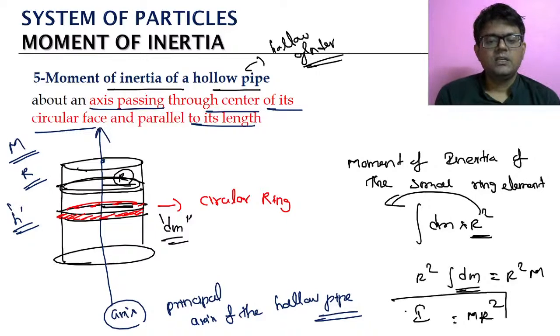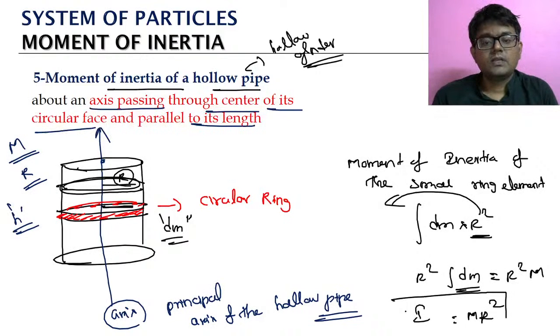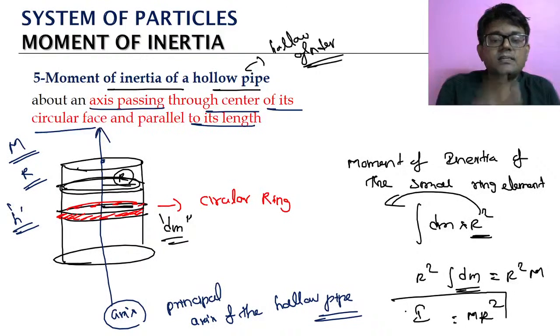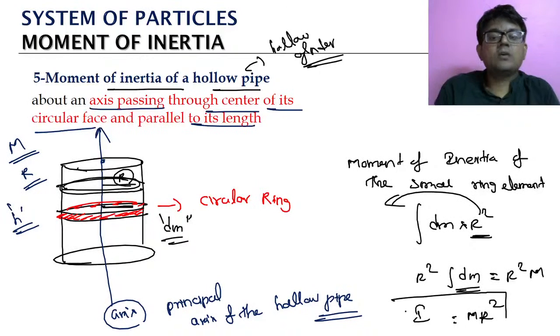So that is the reason why when we take the moment of inertia of a hollow pipe, எந்த ஆக்சிஸ் பேஸ் பண்ணி? The axis passing through the center of that circular face and parallel to the length of the cylinder or the pipe. So this is what we call as the principal axis. So what is the moment of inertia value? It is the same value as that of the circular ring about the principal axis, which is m r square.